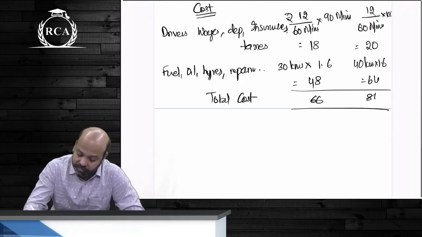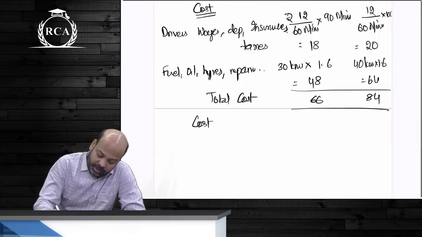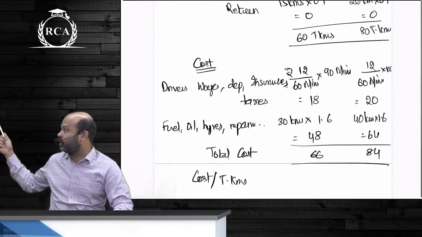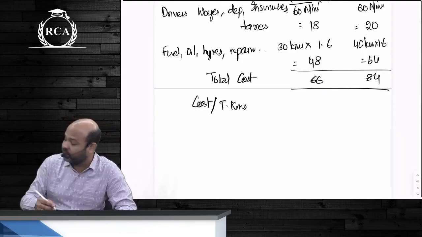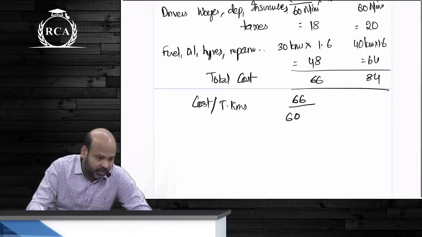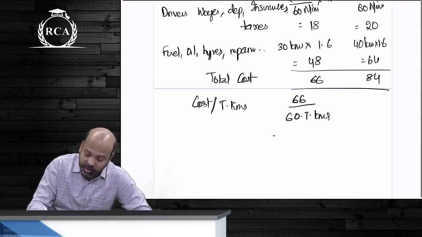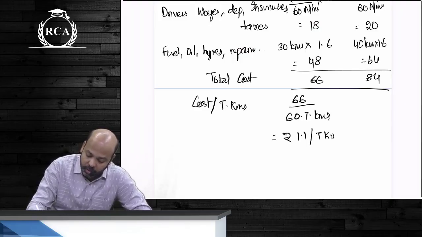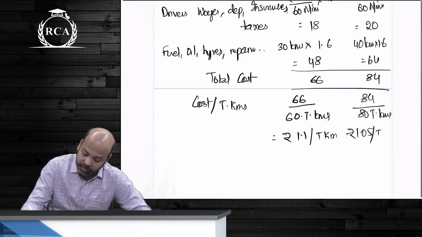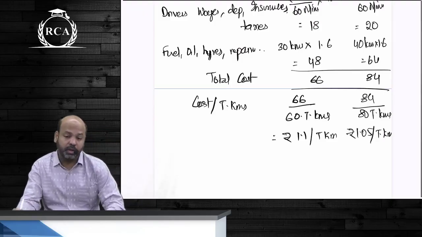66. And what will be the cost per ton kilometer? In the first case, guys, total number of ton kilometers are how much? 60. In the second case, 66 divided by 60, I said, 60 ton kilometers. What will be the answer, guys? Rupees 1.1 per ton kilometer. Here, beta, 84 divided by 80 ton kilometers. How much will that be? 1.05 per ton kilometer. Are we clear?